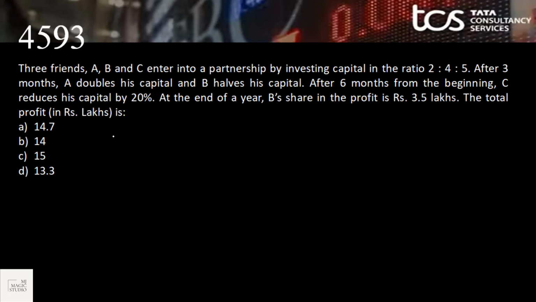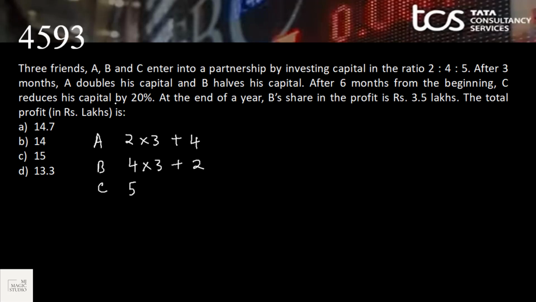Okay, one more. 3 friends A, B and C enter into a partnership by investing capital in the ratio of 2:4:5. After 3 months, A doubles his capital. 2 is there for 3 months. Now double of 2 is 4. And B halves his capital. 4 is there for 3 months. Half of 4 is 2.